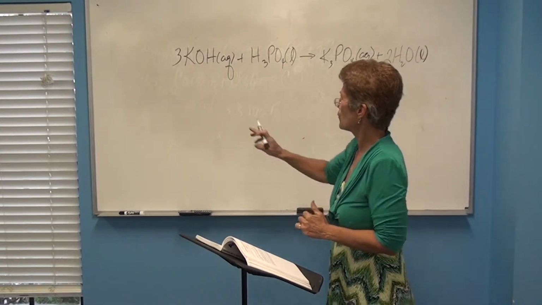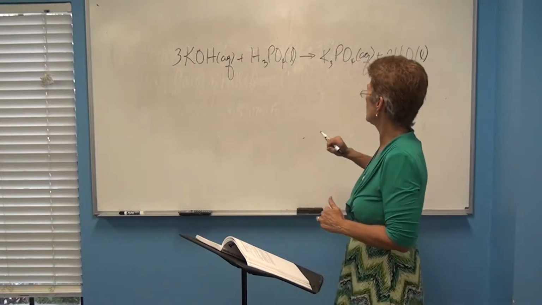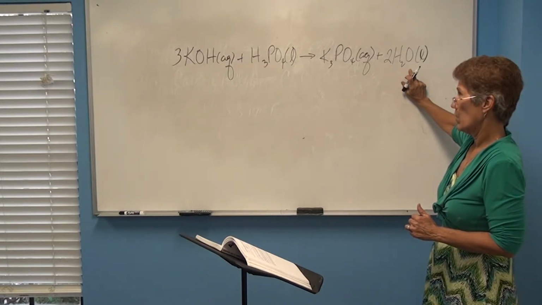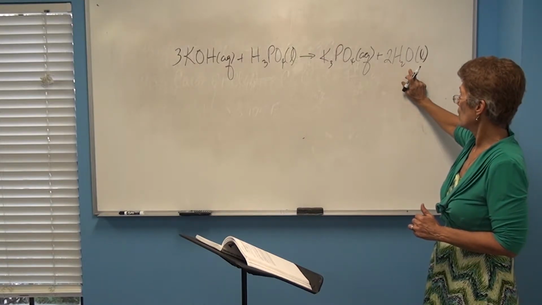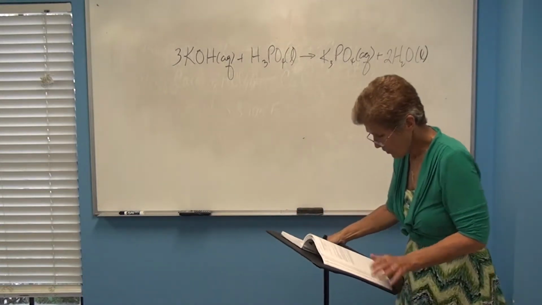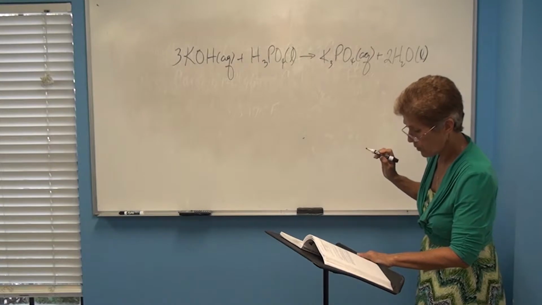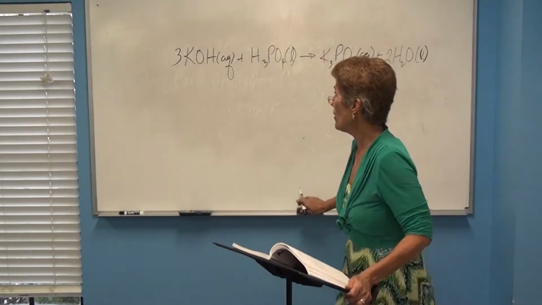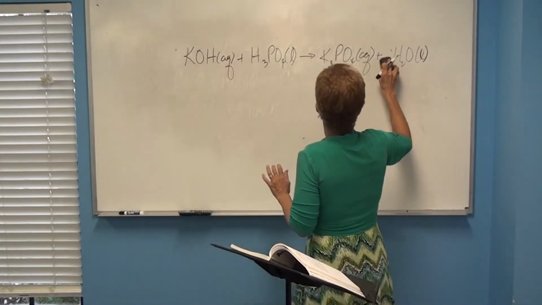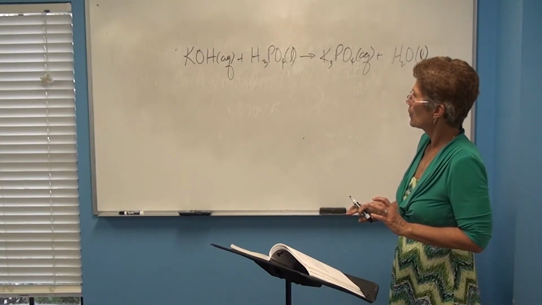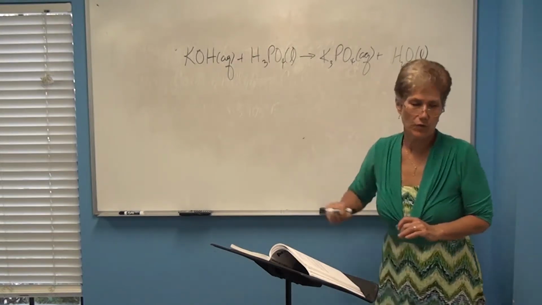Okay, let's check our oxygens. We have 3 plus 4 is 7. We have 4 plus 2 is 6. Did I do something wrong? Yes, I did something wrong. So let's go back. I don't know what I did. Okay, let's start over.